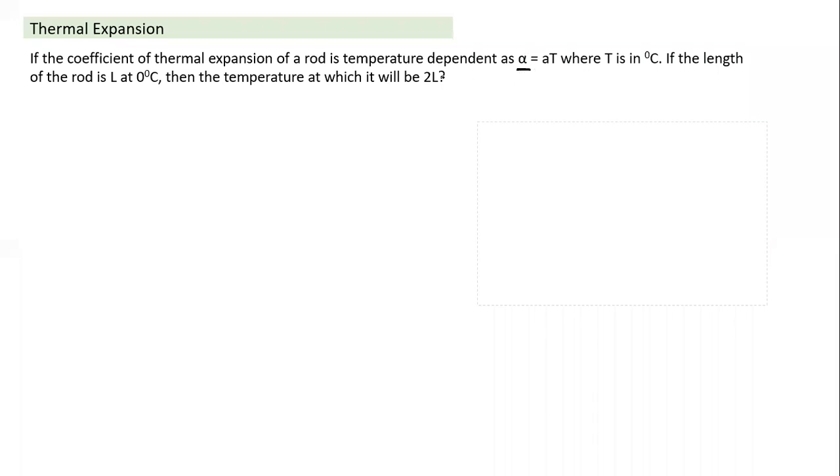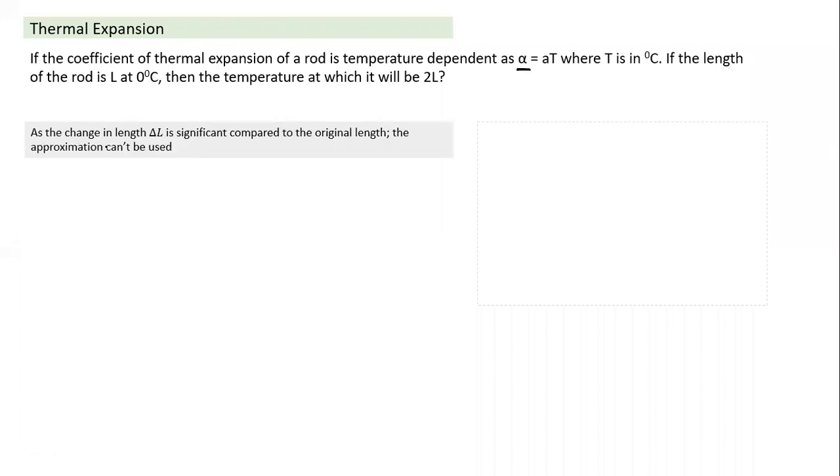And alpha is not constant. And even if it was constant, I could not have used the formula delta L is equal to L alpha delta theta, as the change in length delta L is significant compared to the original length. That approximation would not be valid even if alpha was constant. So which one do we need to go for? We need to go for a small element: dL is equal to L alpha d theta. Whenever it is not uniform, this is what we need to use. This happens in multiple topics, and we should have understood this by now.